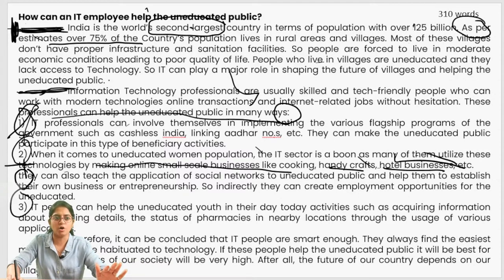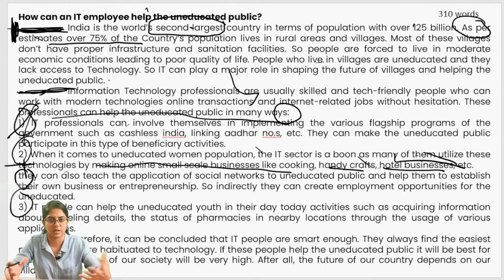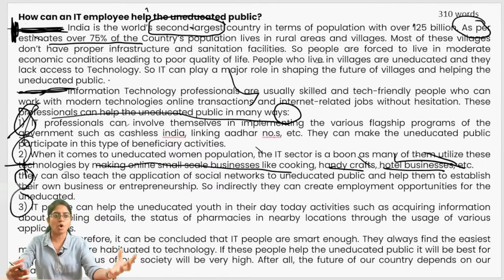They can also teach. Instead of "also teach", you could have used "moreover" or something like that. These kinds of words. Moreover, they can teach the application. These are interesting words, right?